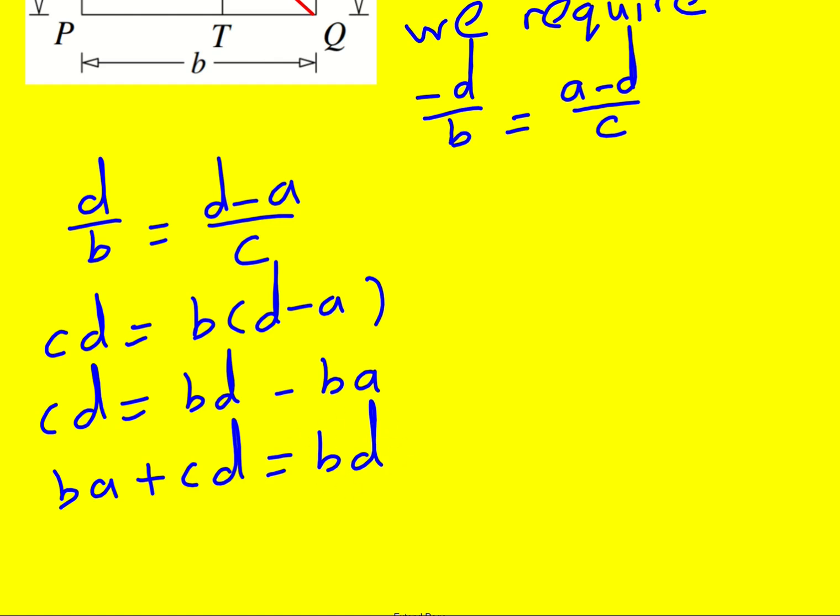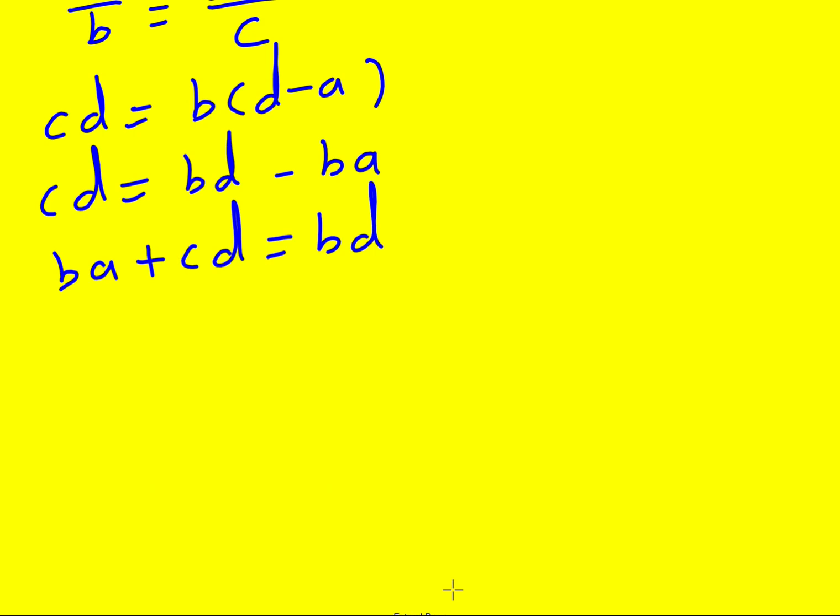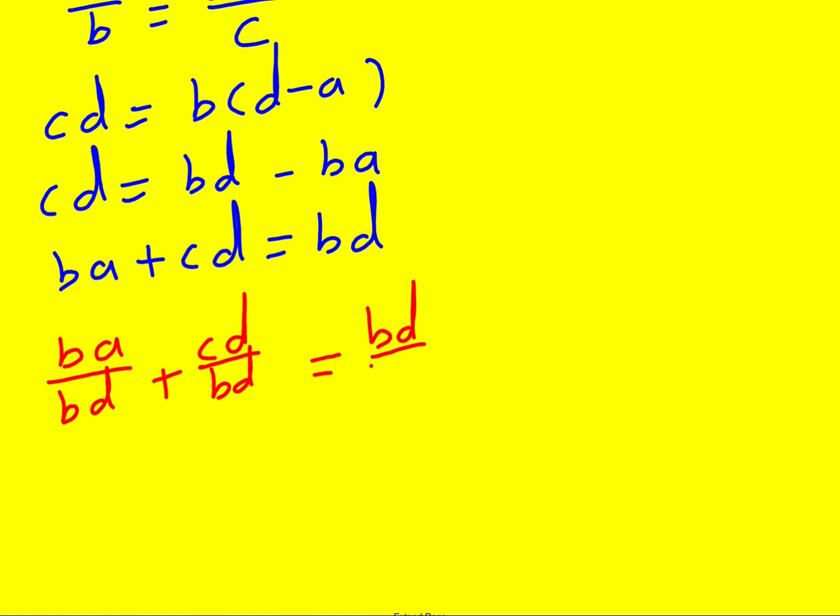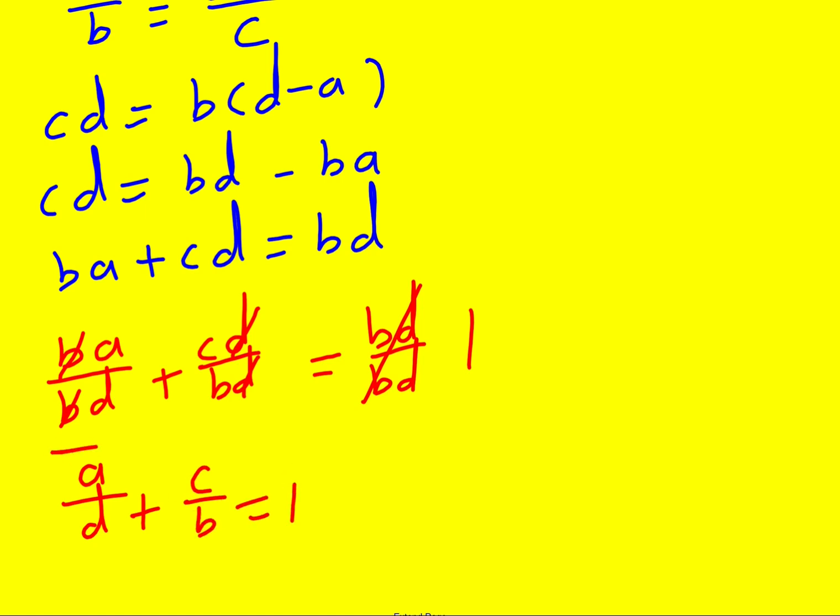If I divide through by BD, then I can get 1 on the right-hand side. So BA over BD plus CD over BD. I can divide both terms separately. I don't need to put it over the whole thing. I can if I want, but this is going to be easier. Is equal to BD over BD. And that thing there is just 1. These cancel and these cancel. So we're left with A over D plus C over B is equal to 1. And that will be the required condition for these 3 points to be on a straight line.